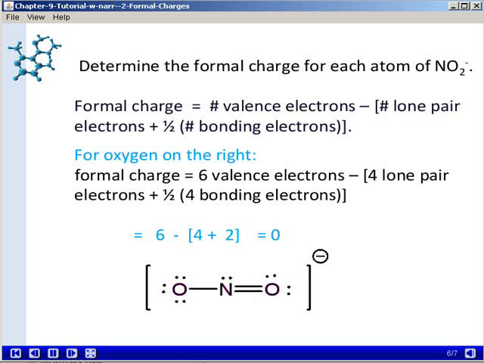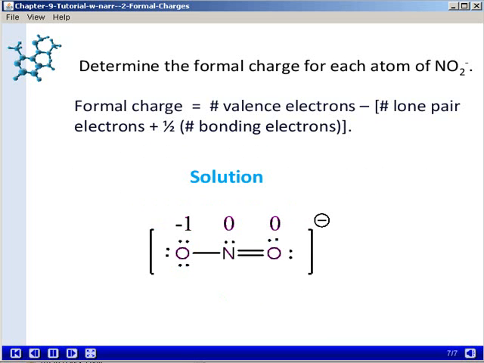And for the oxygen atom on the right, the formal charge will equal the number of valence electrons, again 6 for oxygen, minus all of the lone pair electrons, and notice that there are 2 lone pairs of electrons on this oxygen atom, contributing 4 lone pair electrons altogether, plus half of the double bond, which is half of the 4 bonding electrons, giving us a formal charge of 6 minus 6, being equal to 0 for the oxygen atom on the right.